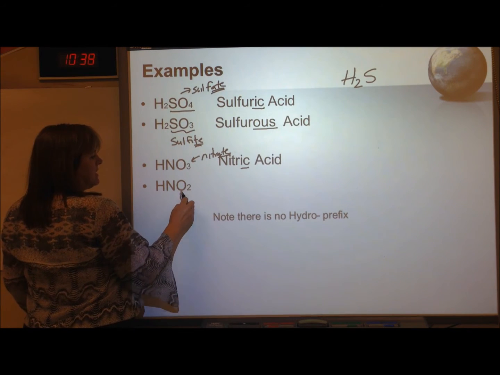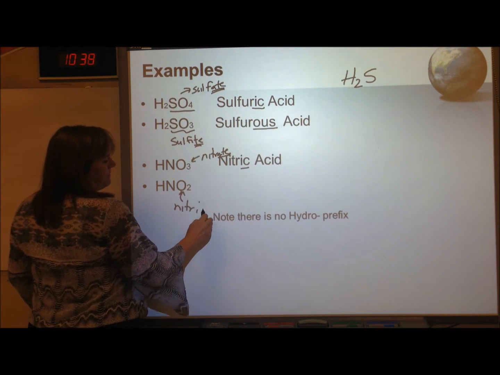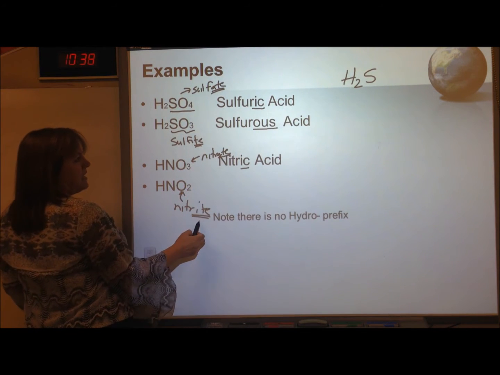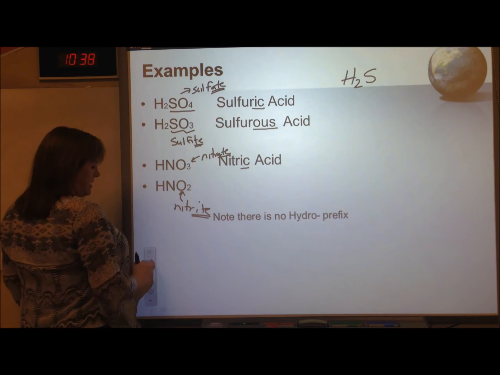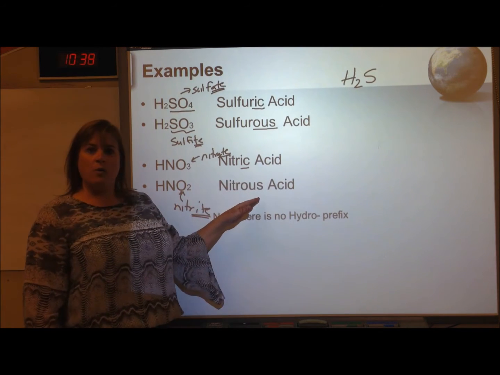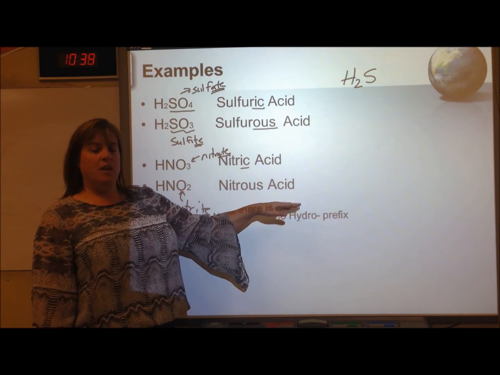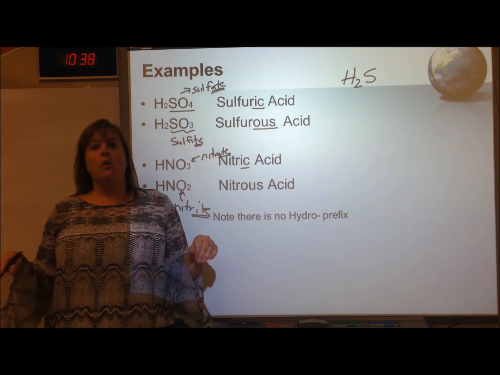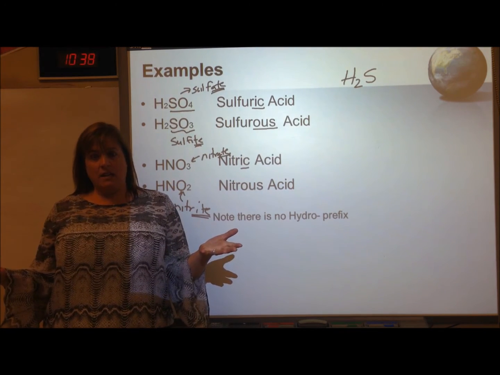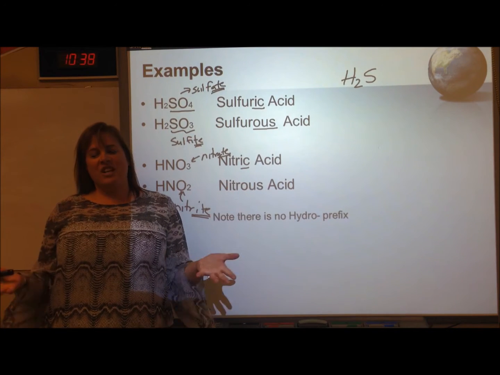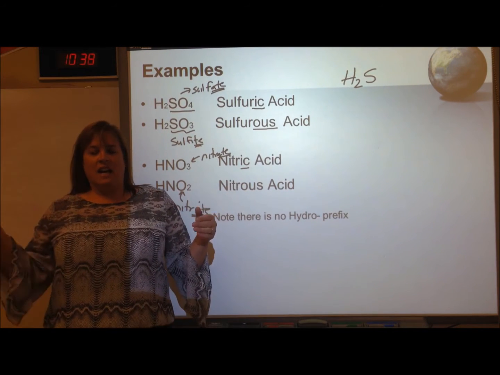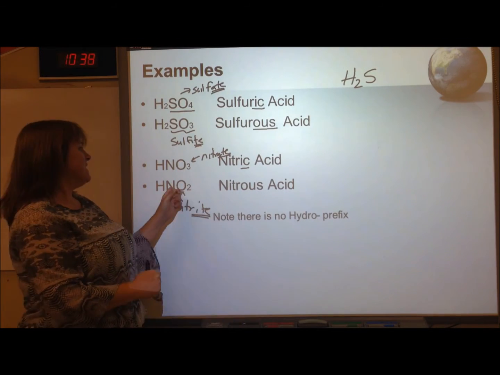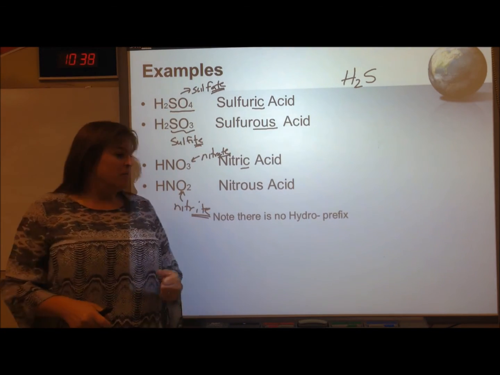Here is nitrite, ite because it has one less oxygen than nitrate. So ite becomes aus. So this is nitrous acid. So no hydros. If you see a polyatomic ion, don't start with hydro. Name the polyatomic ion and change the ending. Ate goes to ic, ite goes to aus, and always end with acid. That tells me that that hydrogen's there.